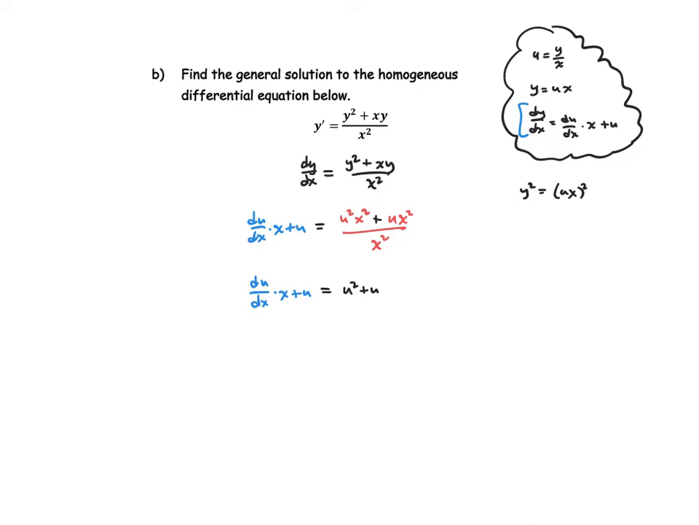You can see that I reduced out the x squared in each of the terms, so I'm left with u squared plus u. All right, so I'm going to subtract u from both sides. That leaves me with du/dx times x is equal to u squared. This is separable. So I would have 1 over u squared du is equal to 1 over x dx. Time for some integration.